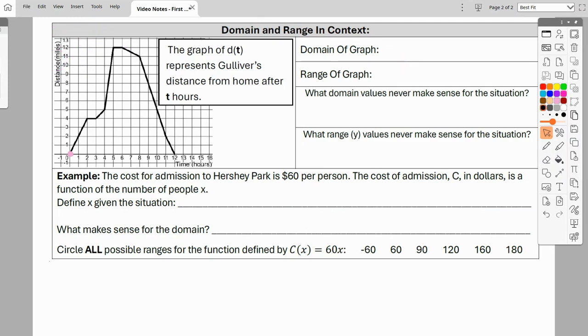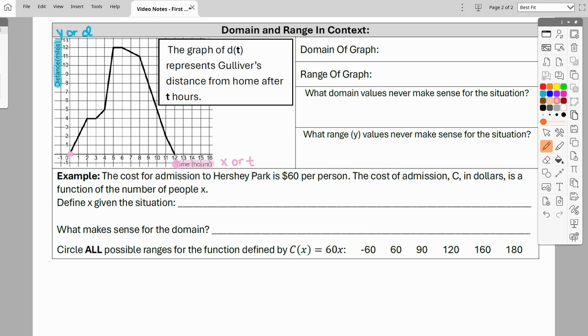We've done domain and range before, and now we're doing it in context. The graph of d of t represents Gulliver's distance from home after t hours. Looking at the label on my x-axis, it says time in hours, so that's going to be talking about my x, or in this case, they use the letter t for that. Then we look at the usual y-axis and we see it's labeled with distance in miles. So that's going to be our y, or in this case, d for distance. So I'm using different letters, but applying it for the same idea.